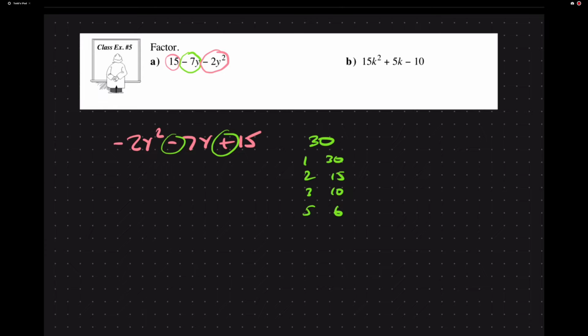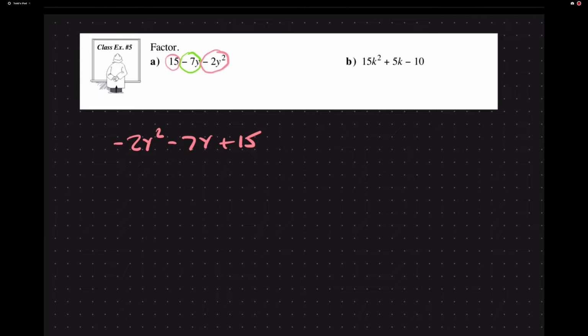5 plus 6, no. 3 plus 10, no. 2 minus 15, no. None of that seems to work. Well, I think the problem might be this guy right here, that negative sign, where we need to have a positive a. So let's just back it up a little bit. What can we do to change this so we have a positive a?